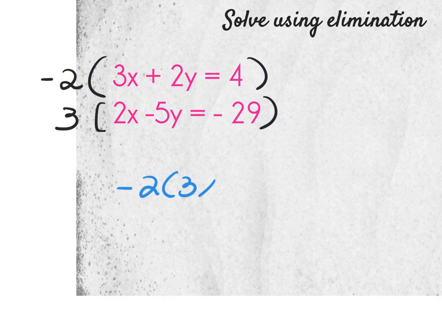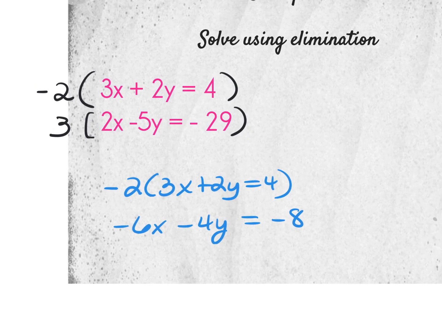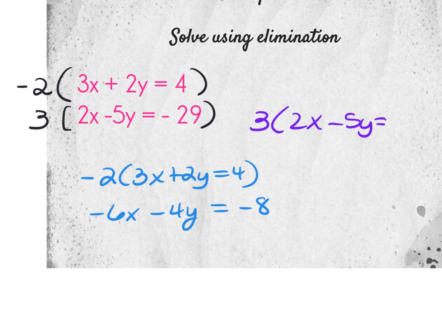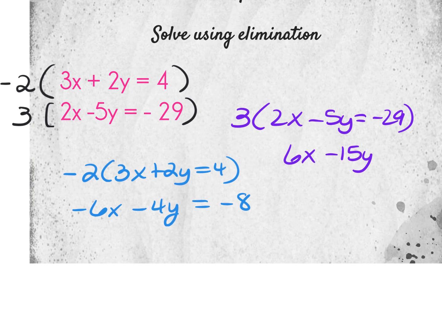Let me go ahead and write this one down. This is the first one. And I'm going to distribute -2 to all three pieces. So -6x minus 4y equals -8. Now I'm going to take my second equation and I'm going to distribute the +3. So I'm distributing +3. So 6x minus 15y equals -87.